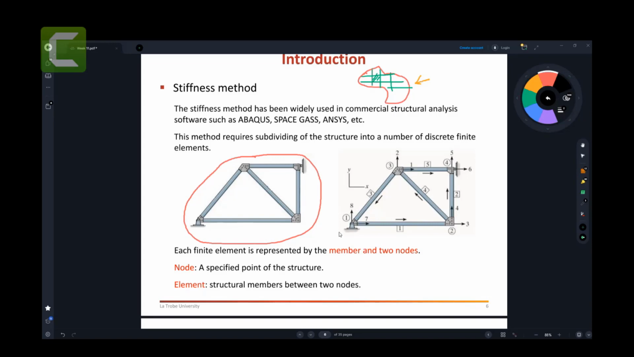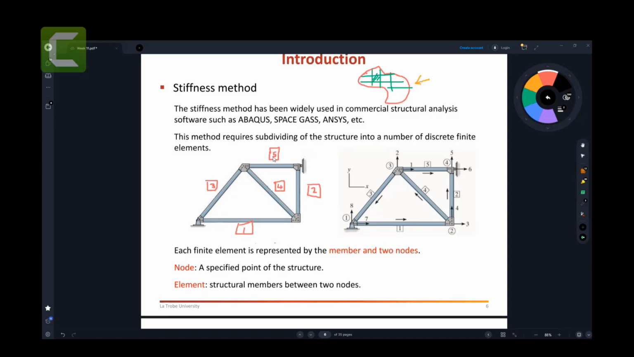So on this one on the left side, how many members do you have? 1, 2, 3, 4, and 5 members. So you have 5 members. Let's give them names. Number 1 with the square represents the member number. Member 2, member 3, member 4, and member 5.